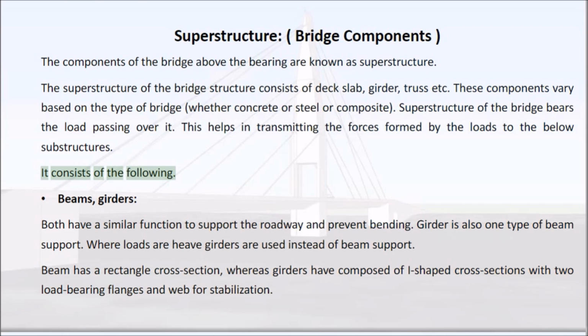It consists of the following: beams, girders. Both have a similar function to support the roadway and prevent bending. A girder is also one type of beam support. Where loads are heavy, girders are used instead of beam support. A beam has a rectangular cross-section, whereas girders are composed of I-shaped cross-sections with two load-bearing flanges and a web for stabilization.